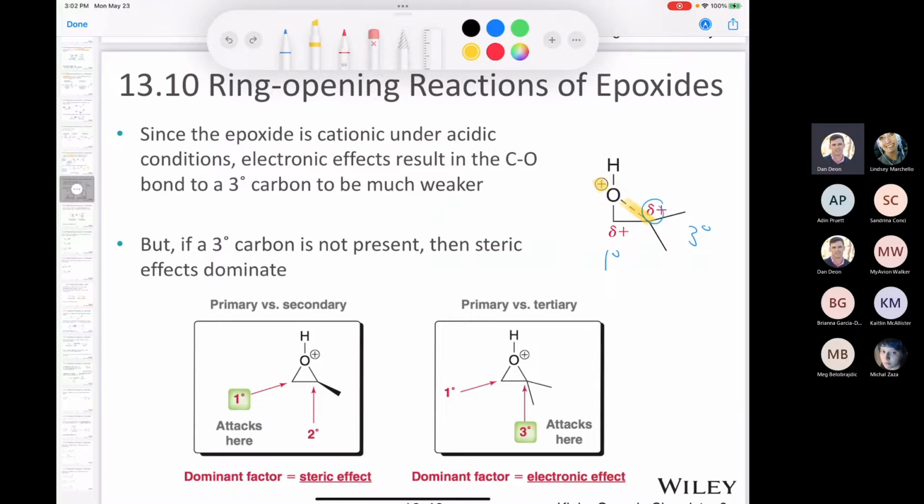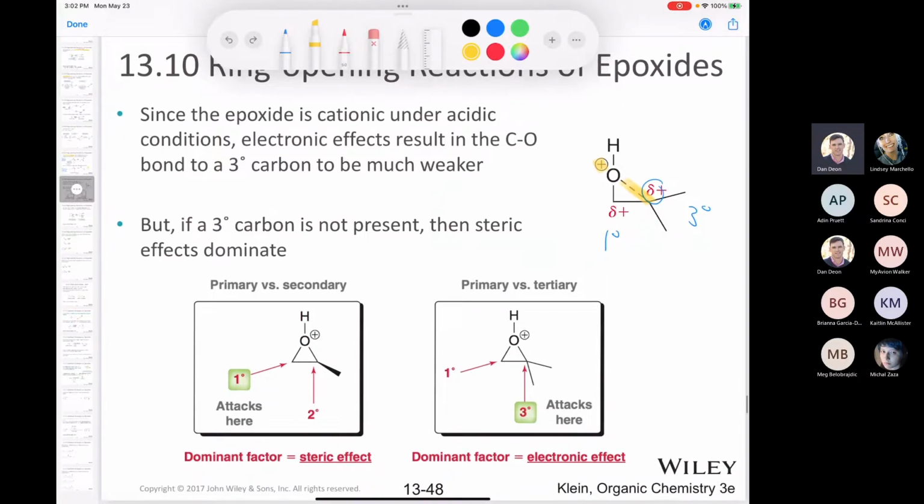So the conclusion is this. If you have a primary and a secondary, the dominant effect is going to be sterics. But if you have a primary and a tertiary, and we'll put in here, or a secondary and a tertiary, either way, whenever you have a tertiary carbon, electronic effects are going to dominate. End of story. And that's it. So that's pretty interesting when you think about it.